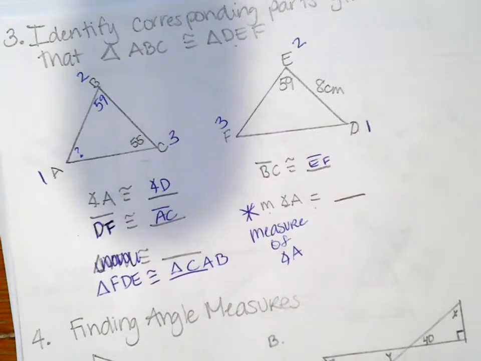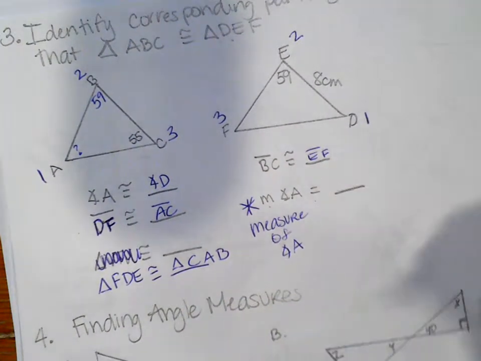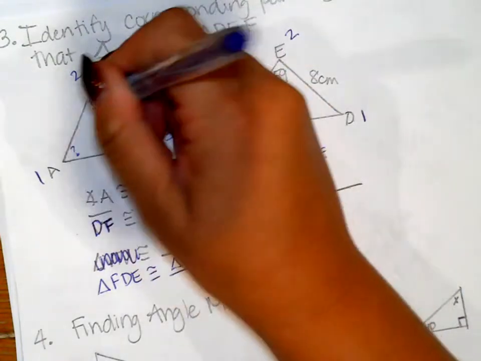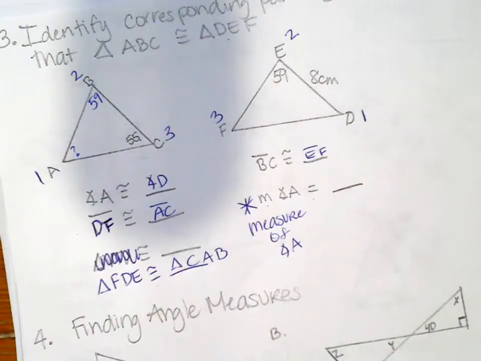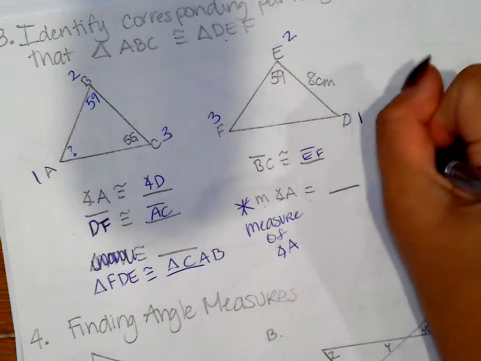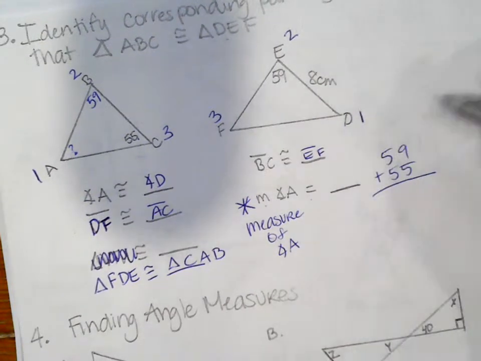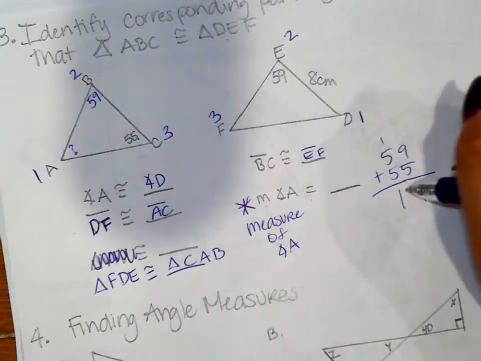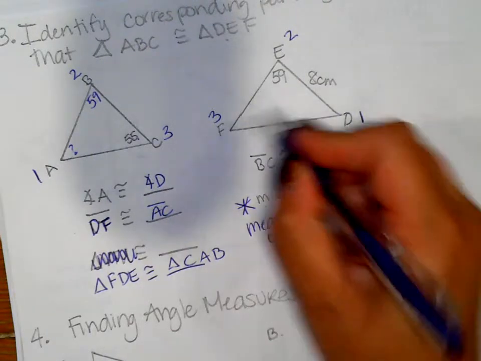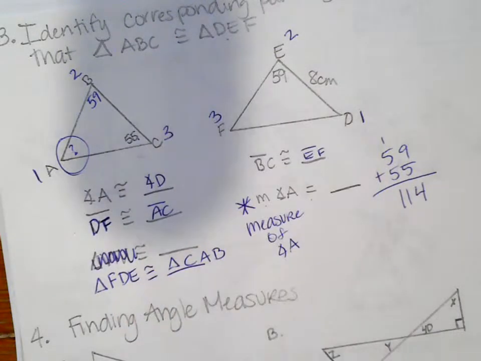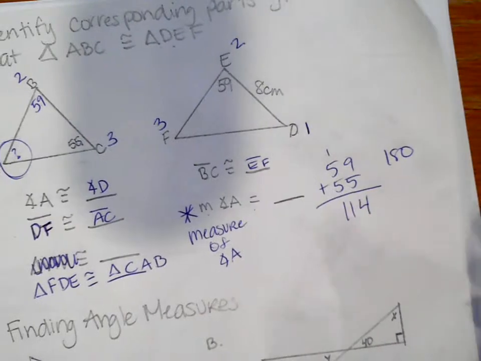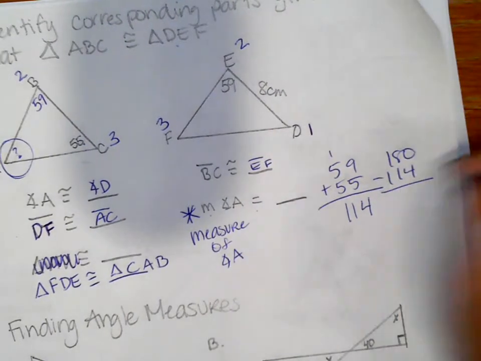Because to go back to Wesley's question, everything inside needs to equal 180. When you add up all of these, they need to equal 180. So I'm going to add them together. 59 plus 55 is going to give me 114. And then I'm going to subtract it from 180 to get this one. So 180 minus 114.